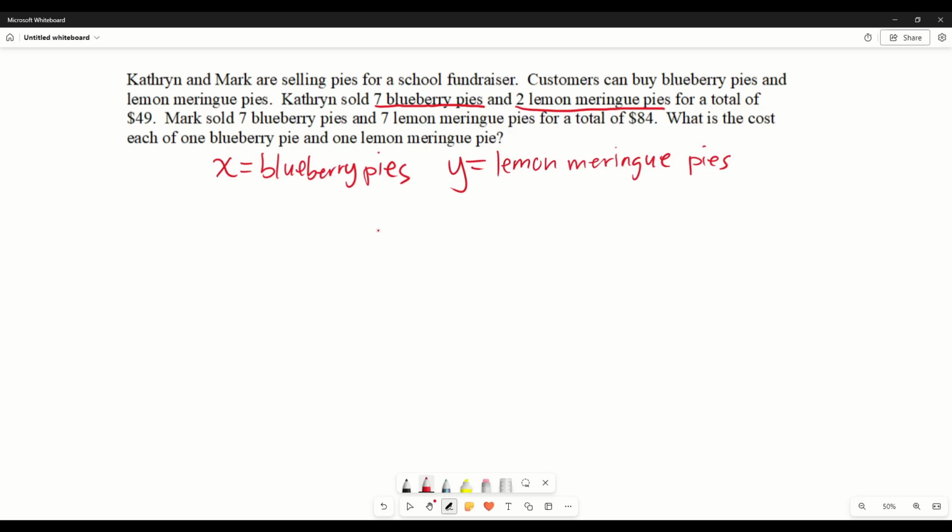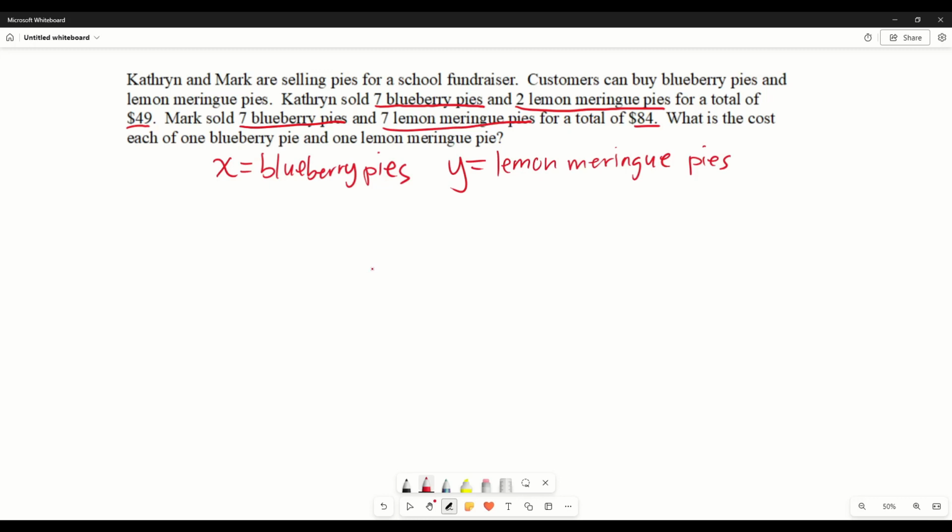It doesn't matter. Now, for a system of equations, it has to be two variables that equal some sort of total amount. They gave us that Captain sold a total of $49 and Mark sold a total of $84. We already know the numbers, which are 7 blueberry pies and 7 lemon meringue pies for Mark.